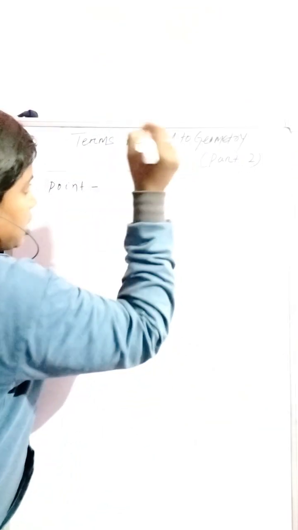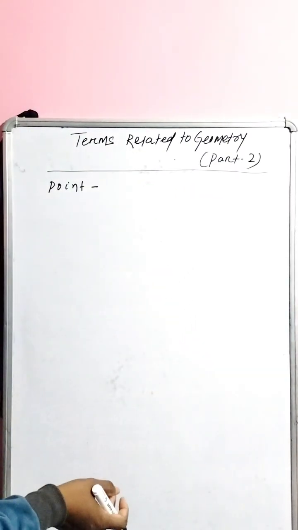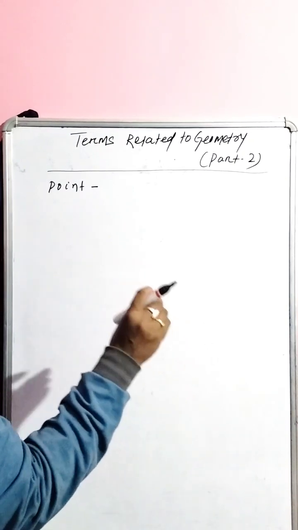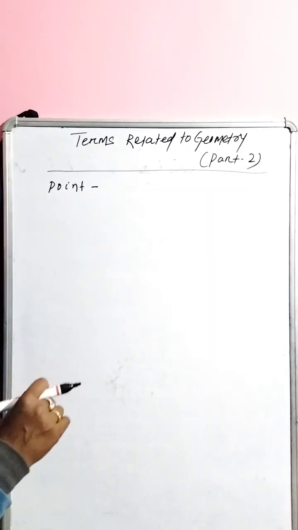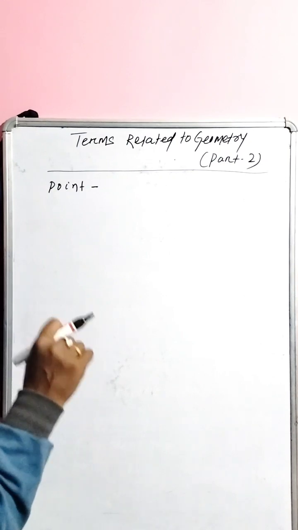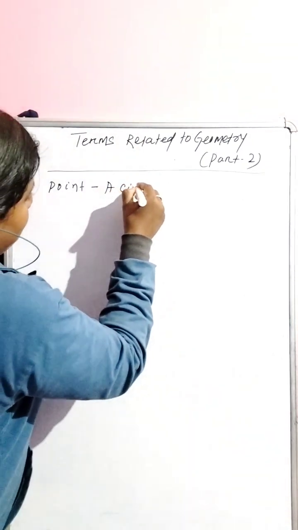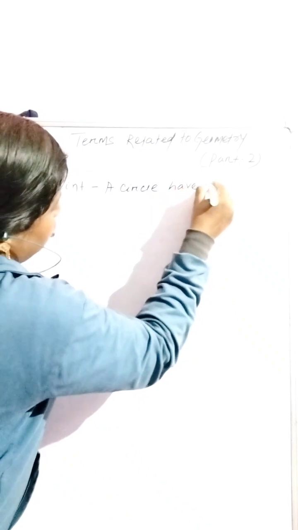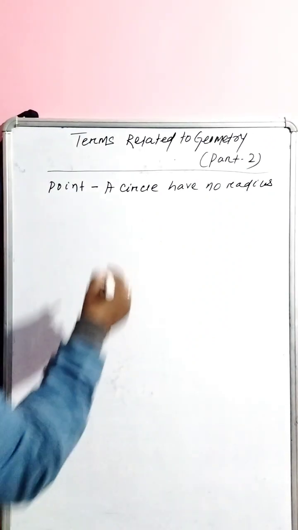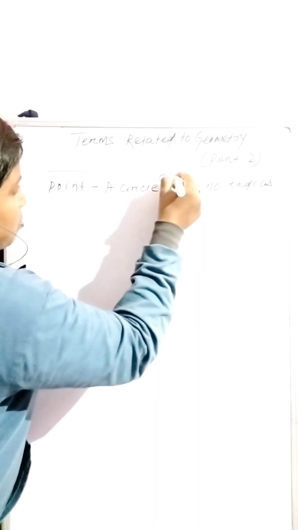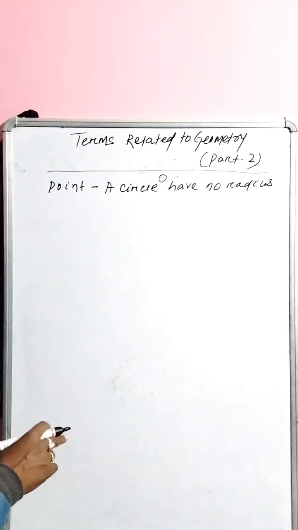What do you mean by a point? If it is a dot, you just said it is also a point. Then what is a point? A point is represented by a small dot. Otherwise, a circle with no radius is called a point. That means if there is a circle, it has a radius, but a circle with no radius is called a point.